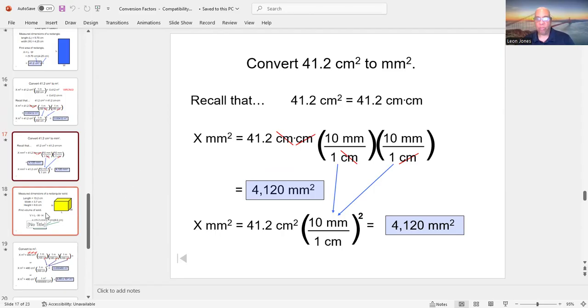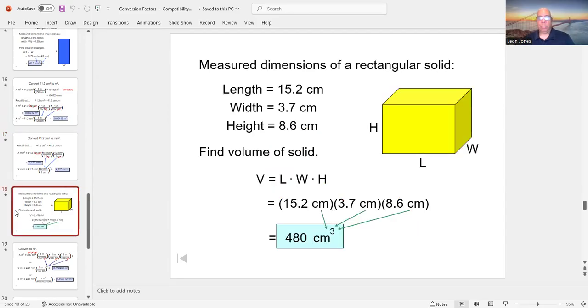Now, we're dealing with millimeters. What do we use millimeters for? Liquid. What about if we're working with solids, the volume of a solid? So we have a length of 15.2 centimeters, a width of 3.7 centimeters, and a height of 8.6 centimeters. Find the volume of the solid.